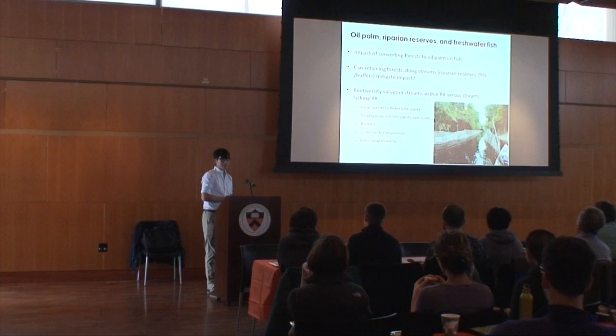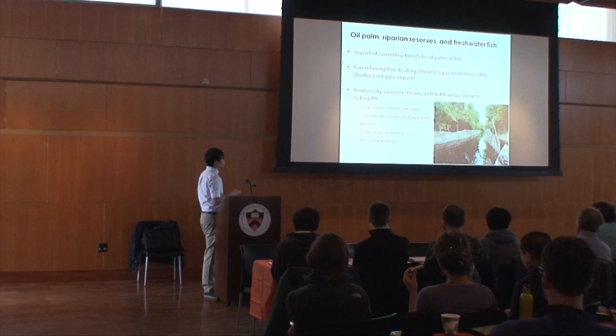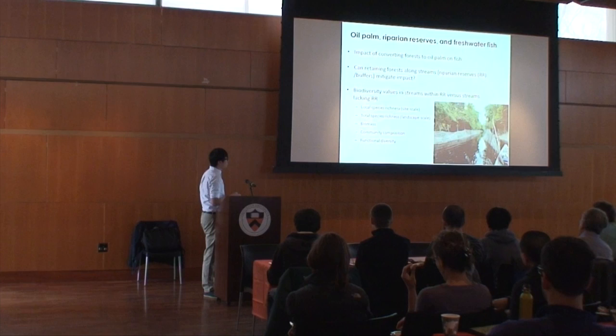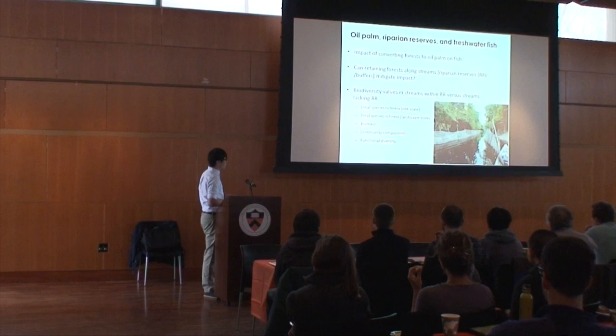The biodiversity values that I measured were local species richness, which is the average number of species found in a particular stretch of a stream, total species richness, the total number of species found after taking into account all the streams within a certain habitat type in the oil palm plantation, and also biomass, community composition of the species, as well as functional diversity.